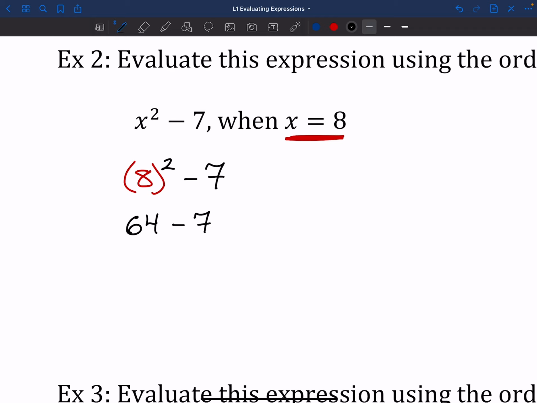Multiplication and division, doesn't look like I have any. Addition and subtraction, I do have some of that. 64 minus 7 is going to leave us with 57. And then that's all we need to do there.